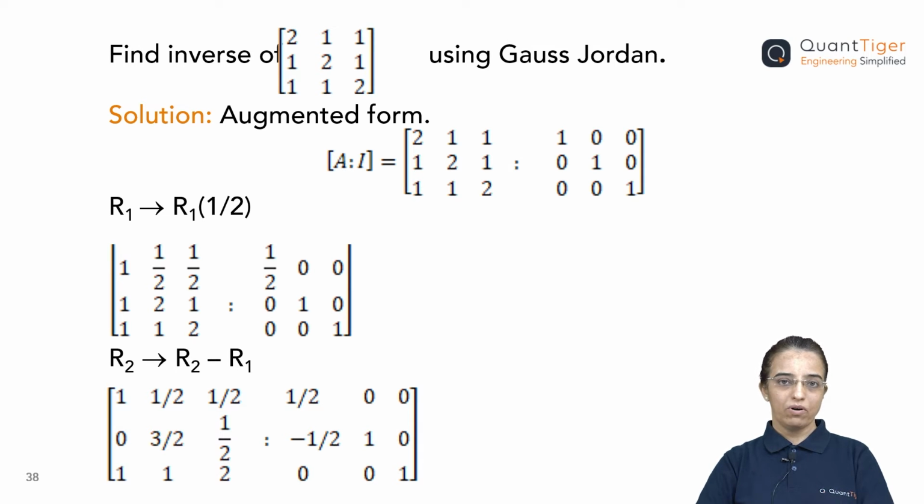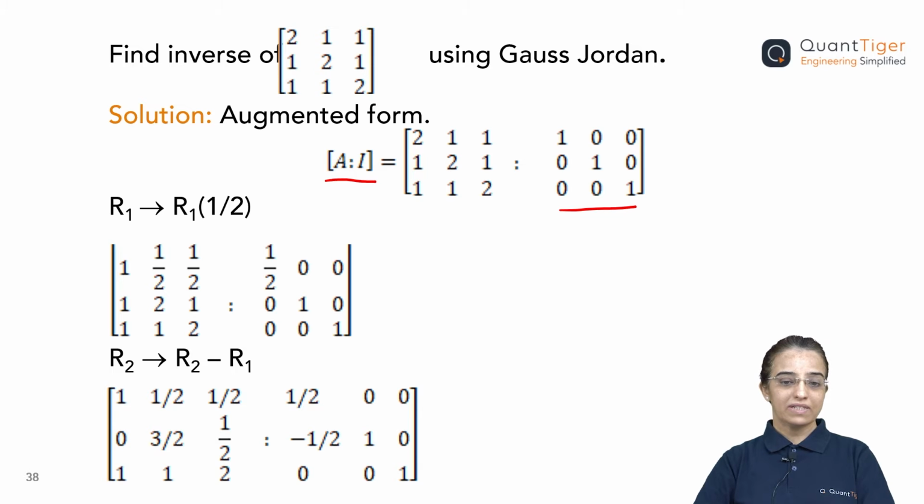So the first important step is to form the augmented matrix. It's not an equation, but the way we write it is A colon I. The order of A, the given matrix, is 3 by 3, so that's the reason the unit matrix we take here is also of order 3 by 3.